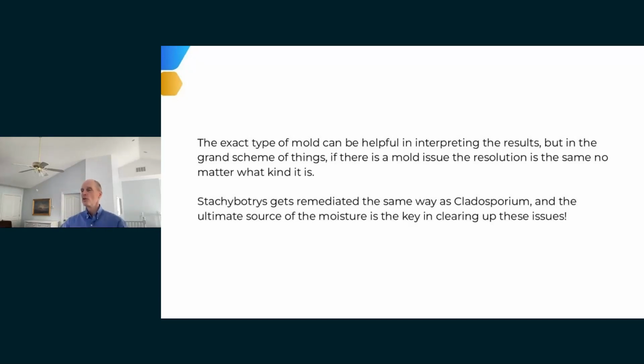So we don't usually find those as active indicators of an indoor mold problem, but we are looking at all those things. So for further on this, we just say, Stachybotrys gets remediated the same way as Cladosporium. So, ultimately, you've got to identify and cure that source of the moisture.